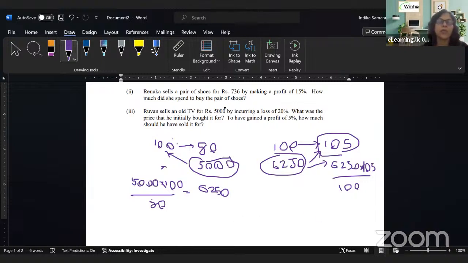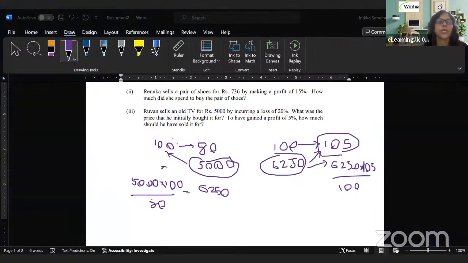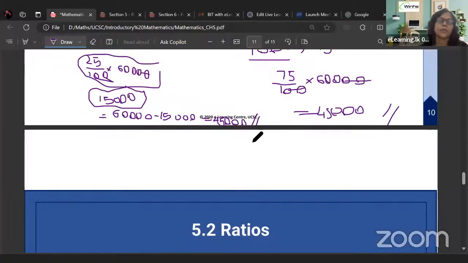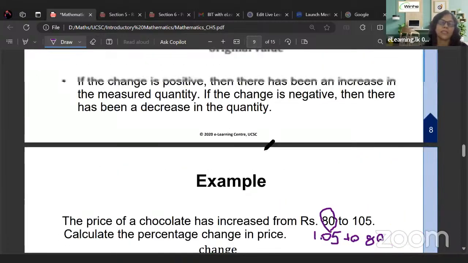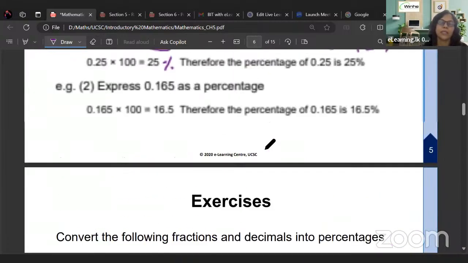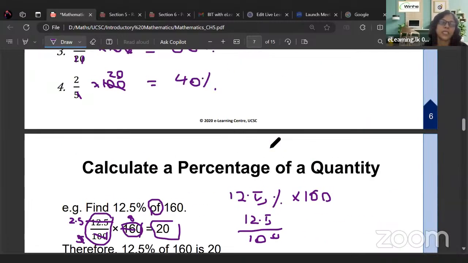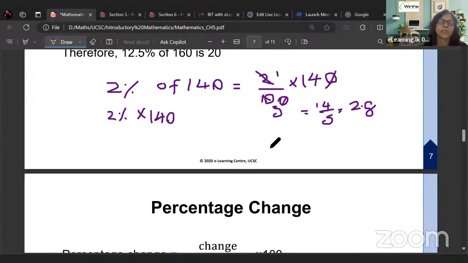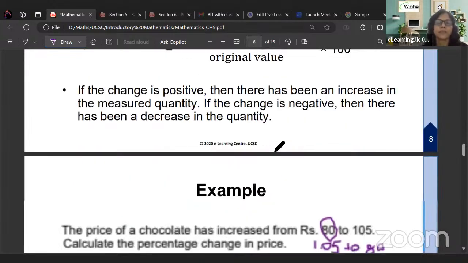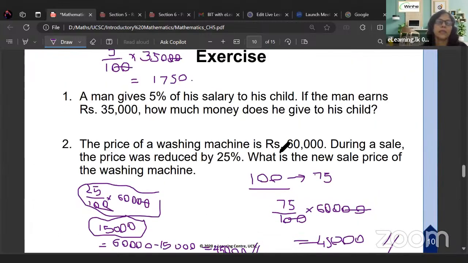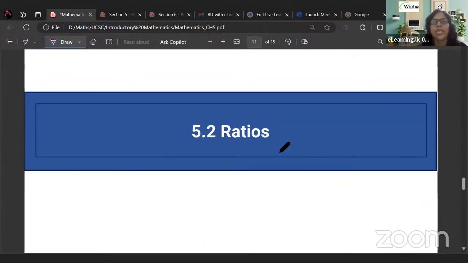Okay. Now we will move on again to our lecture note. Right? So that's all for the percentages. In percentages, this is what we need to know: if a ratio is given, how do we find the percentage? If a decimal value is given, how do we find the percentage? And also how to find the change of percentage. Right? Now we will move on to ratios.